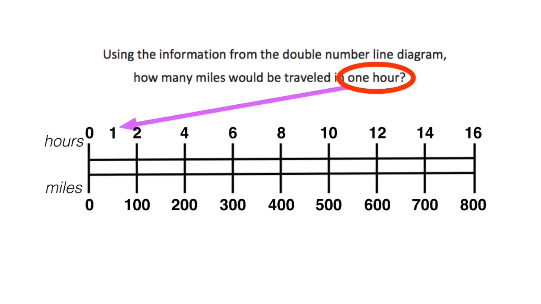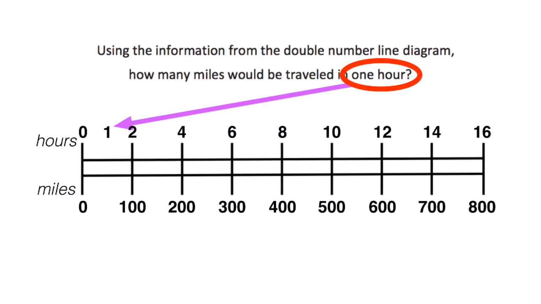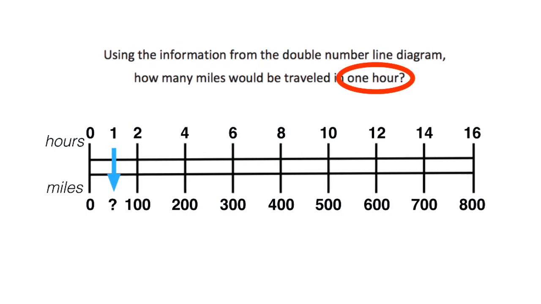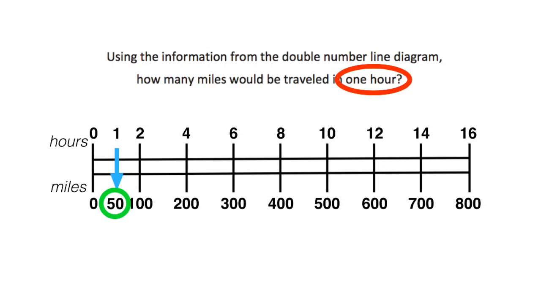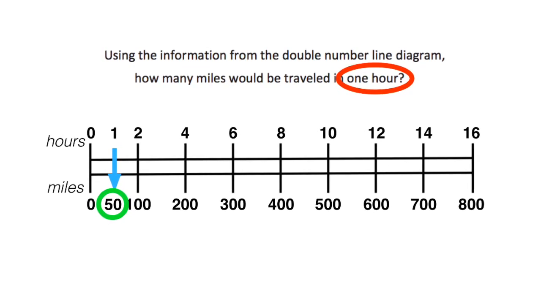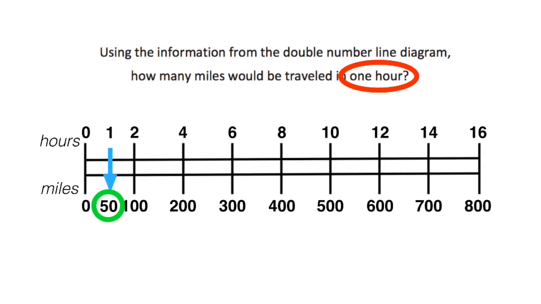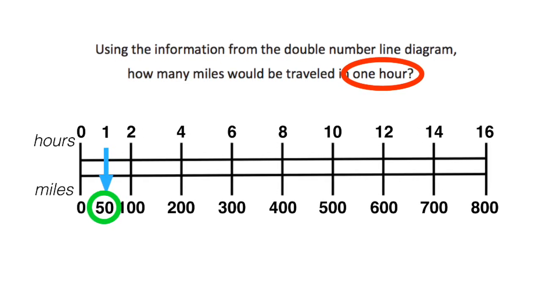So we can point exactly between 0 and 2 and say 1 hour is right there, halfway between 0 and 2. But how many miles is that? We're not told on our double number line. And yet we know that halfway between 0 miles and 100 miles would be 50 miles. Basically, we divided the hours by 2 to get 1 and divided the miles by 2 and got 50.